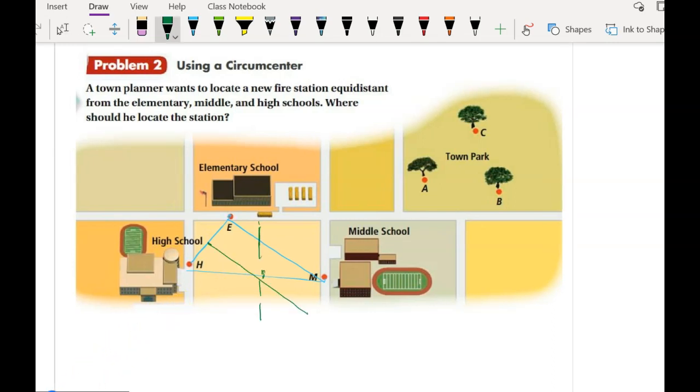So when I drew my 2 perpendicular bisectors, I see that they intersect right around here, and we will call this point P. So this point would be a point that was equidistant from all 3 schools.